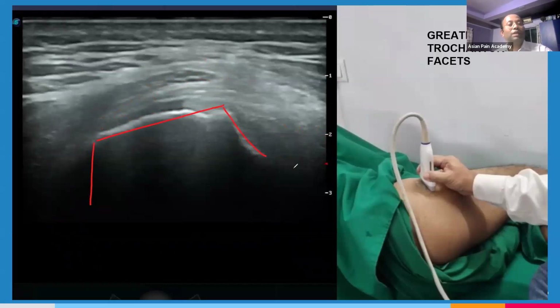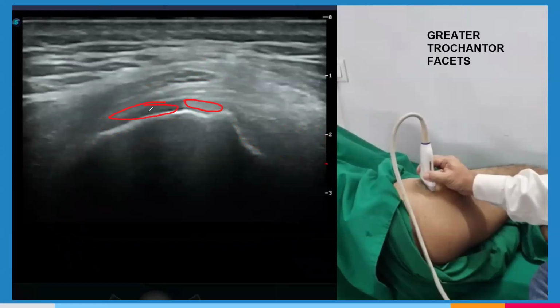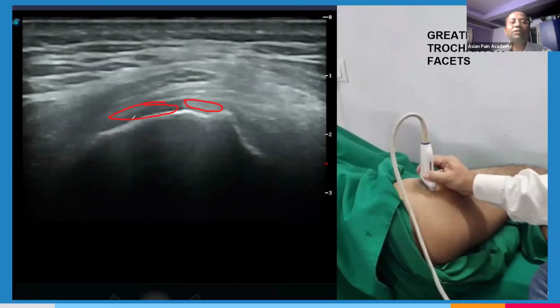So we can see the facets here, and why do we need to see it here? We need to see it for the tendinous insertion. Tendinous insertion. So this tendinous insertion is for gluteus medius. And why do we need to see the gluteus medius? See, subgluteus medius bursitis we can hardly see.